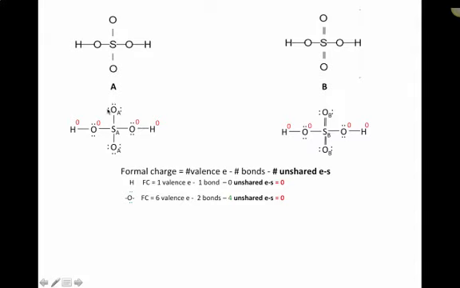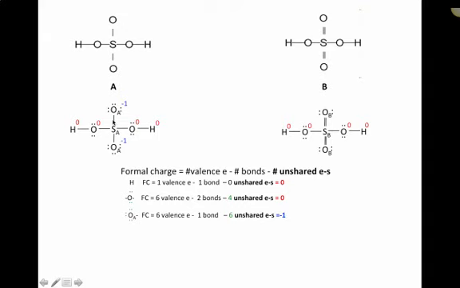Let's take structure A and look at the oxygen here, which is different from the other oxygen, which is the single oxygen connected to the sulfur, and they're both the same. So let's look at oxygen A. And if we look at that, we have 6 valence electrons for oxygen, and it only has one bond, but it has 6 unshared electrons, so we count those individually. So that's 6. So 6 minus 1 minus 6 is minus 1. So it doesn't have a formal charge of 0, it has a formal charge of minus 1.